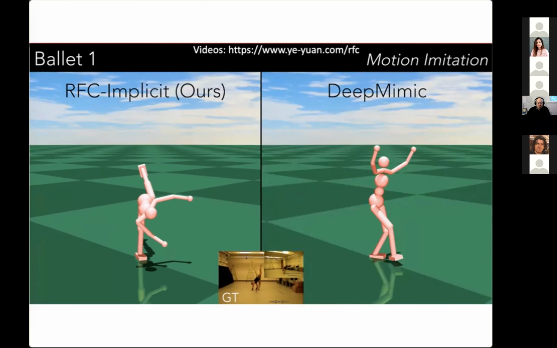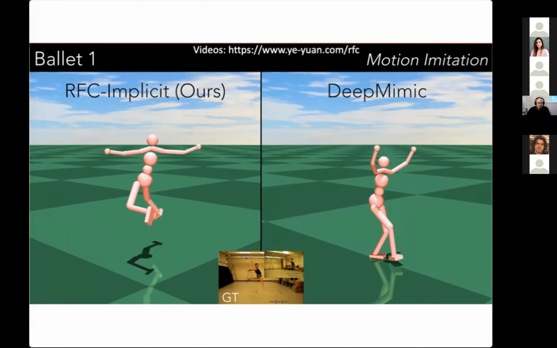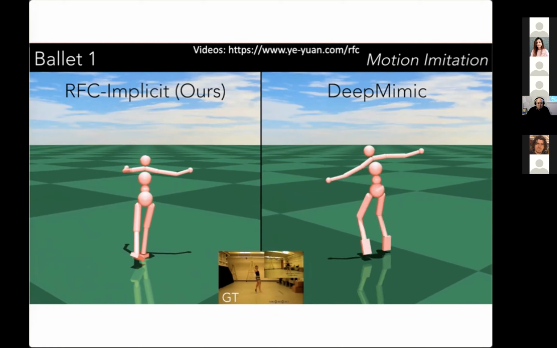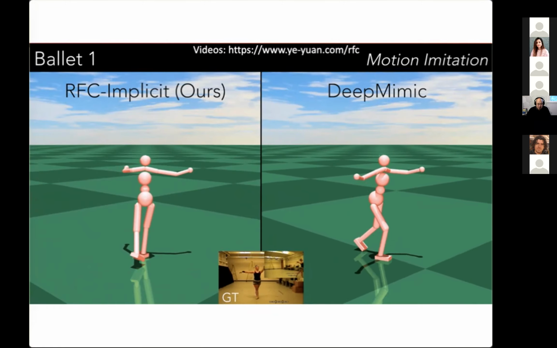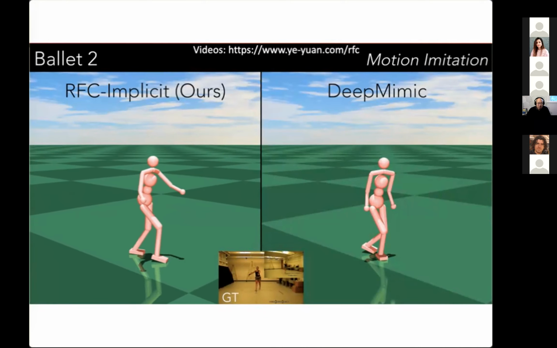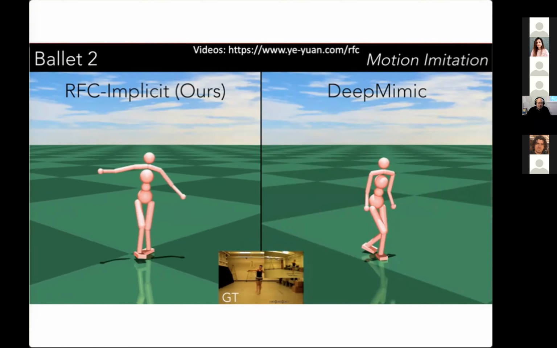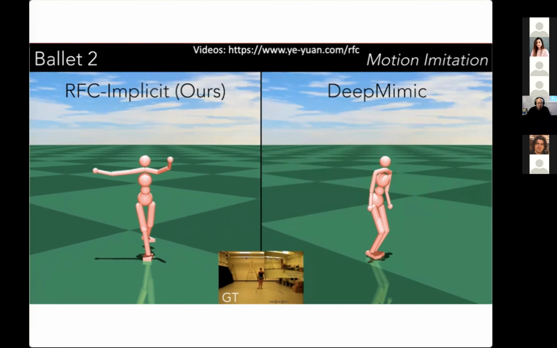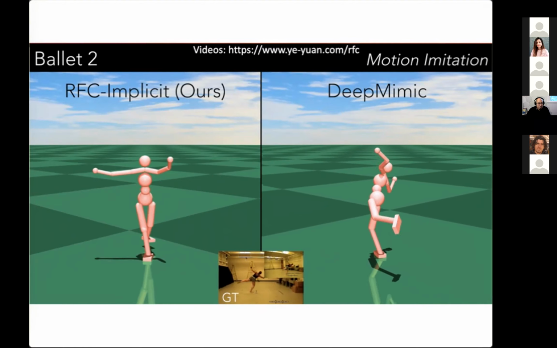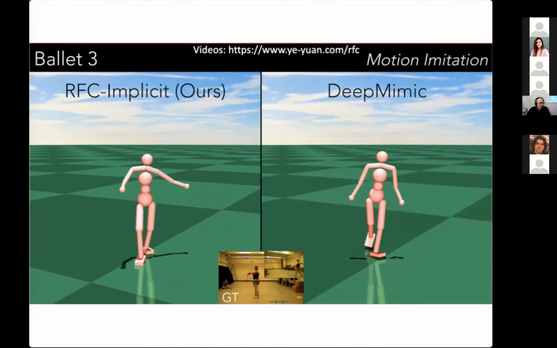Let me show you a sequence where the residual force model allows us to mimic these ballet and complicated dance moves much better than an imitation learning approach without the residual forces. Which is kind of expected, right? The RFC model has an advantage because it has these invisible forces that it can call on to help it balance, whereas DeepMimic does not.